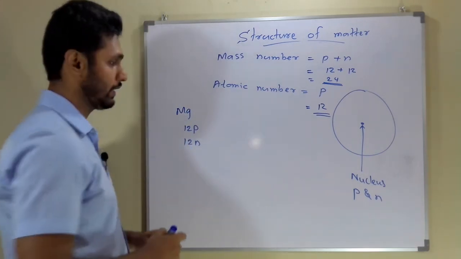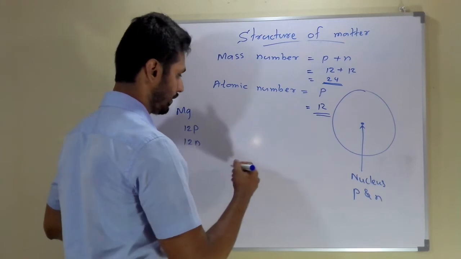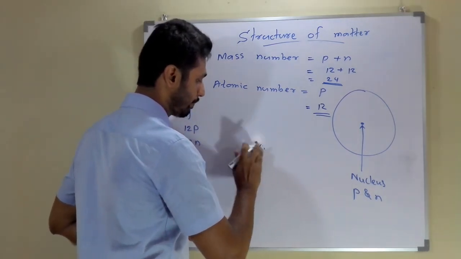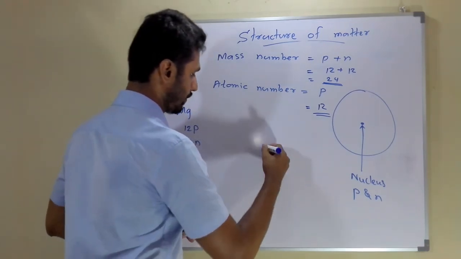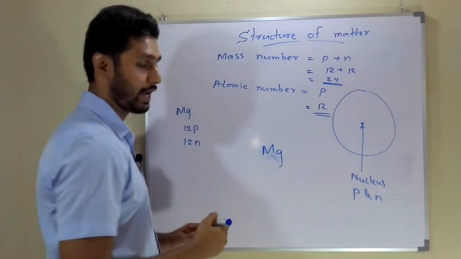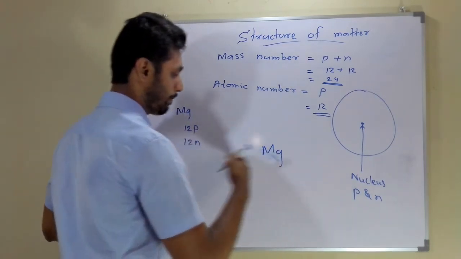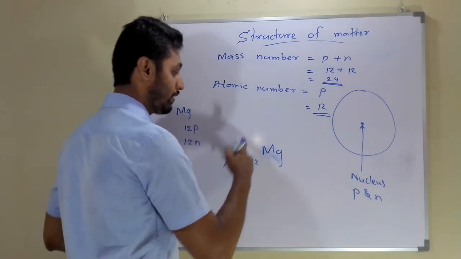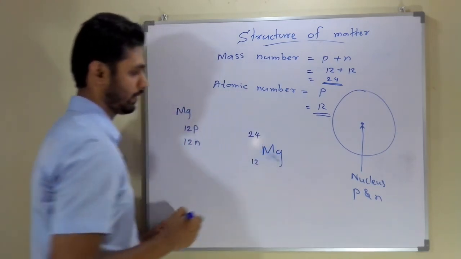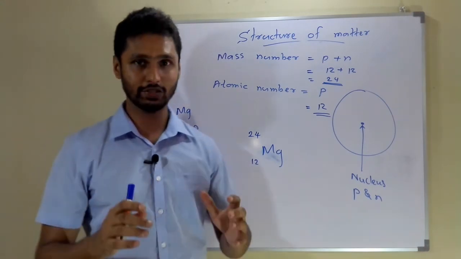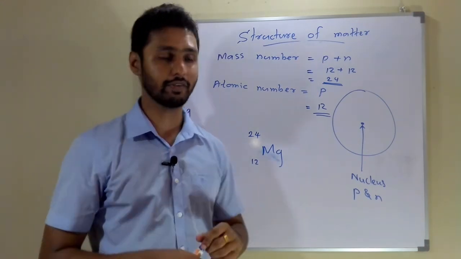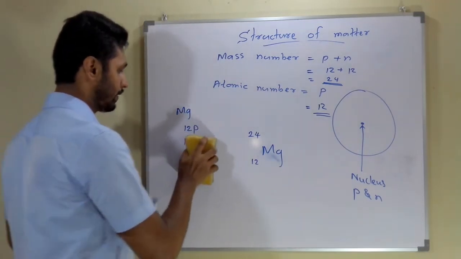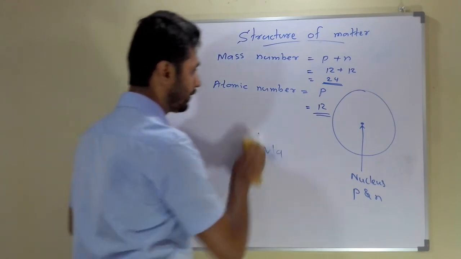Let's see how to symbolize this atomic number and mass number with the symbol of magnesium. Magnesium, and atomic number is on the left hand bottom like this. Mass number is on the left side top like this. This is about the indication of atomic number and mass number with its symbol. And I will give you another example with new theory.